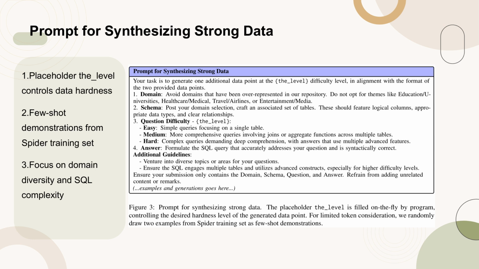Figure 3 illustrates the prompt used for synthesizing strong data in text-to-SQL tasks. The prompt includes a placeholder, the underscore level, which is dynamically filled to adjust the difficulty level of the generated data points. To manage token limits, the prompt also incorporates few-shot demonstrations by randomly selecting examples from the Spider training set. This approach emphasizes the importance of domain diversity and the complexity of SQL queries in the generated data, ensuring a robust training dataset for enhancing text-to-SQL capabilities.